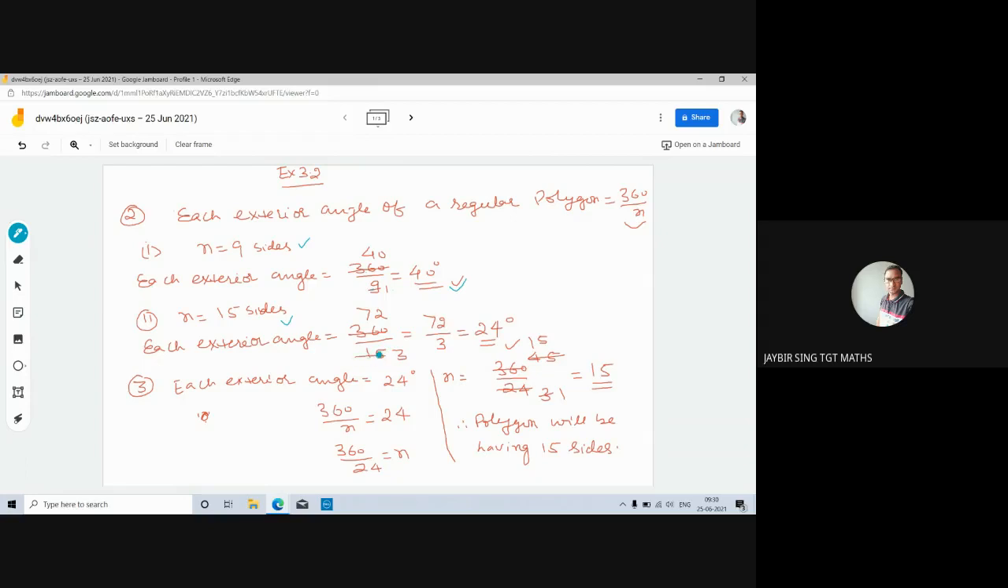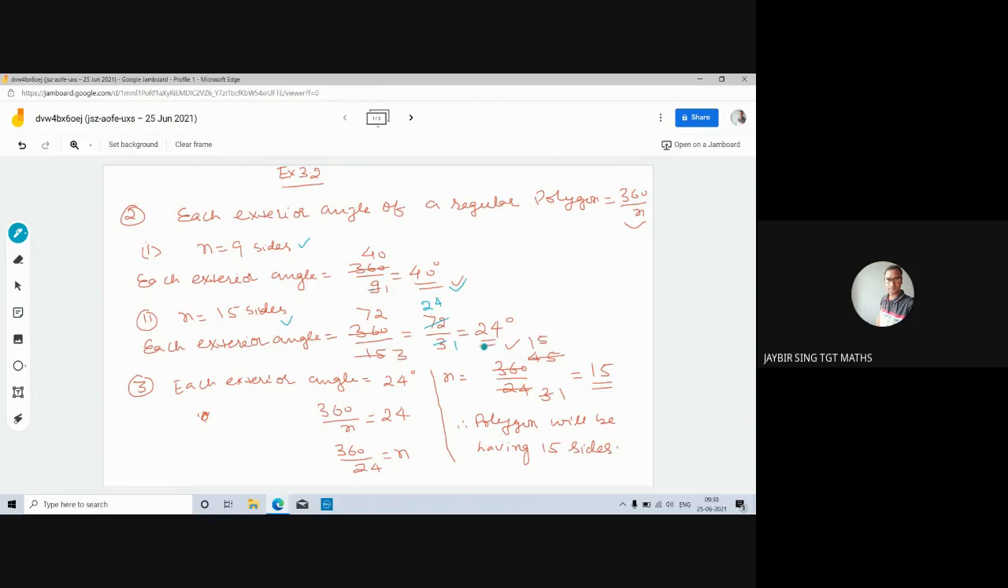Now you can simplify this by 5. 5 3s are 15, 5 7s are 35, carry 1, 10. Okay, so it will be 5 2s are 10. So 72 upon 3. Now 3 1s are 3, 3 2s are 6, and this is 12, 3 4s are 12. So each exterior angle will be 24 degrees.